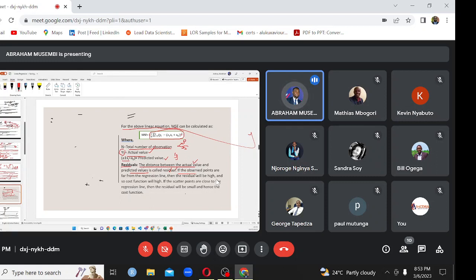So if the observed points are far from the regression line, then the residual will be large. For example, give me a minute, I connect my PC.